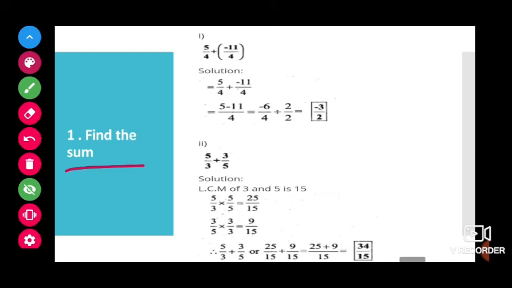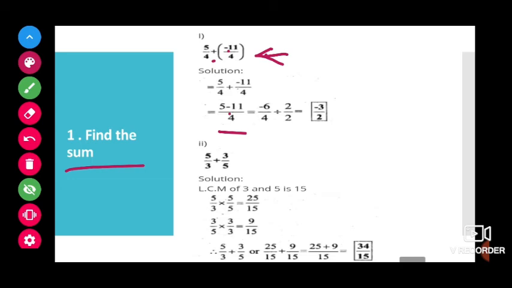Find the sum. First, 5 by 4 plus minus 11 by 4. Here if you observe, both the denominators are the same, so we can add the numerators, no? The denominator is 4 and the numerators are plus 5 plus minus 11. Plus and minus will become minus, so we will get 5 minus 11 by 4.